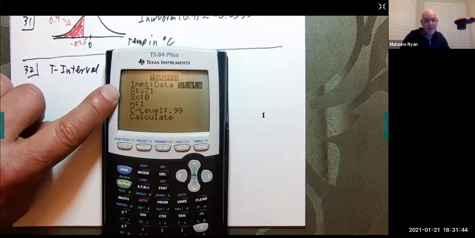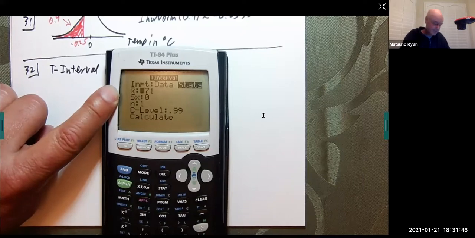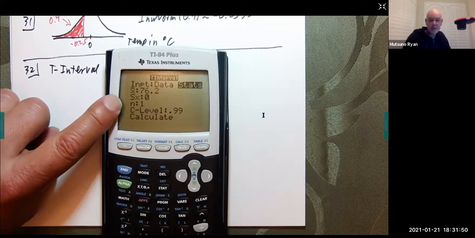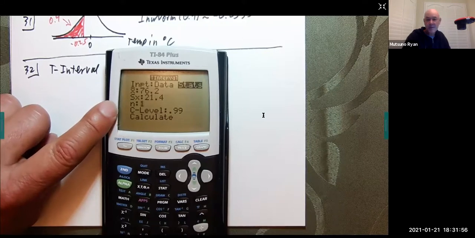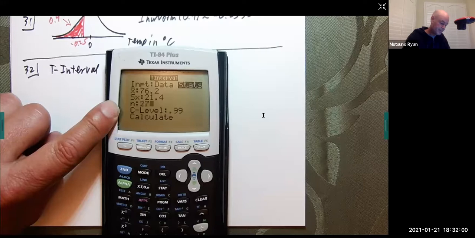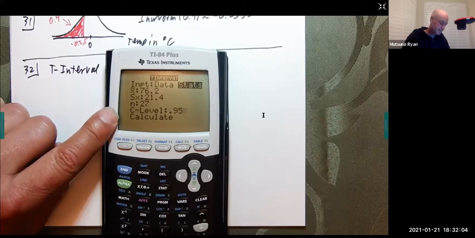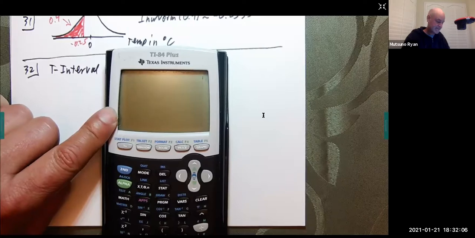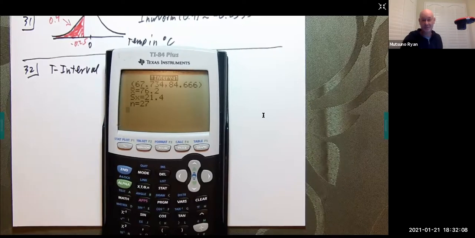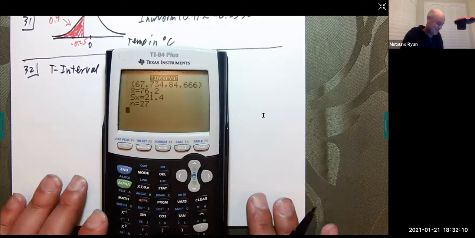X bar, they give us 76.2. Standard deviation of the sample, 21.4. N is 27 people. And the confidence level is 0.95. And then it just does everything for us. It's wonderful.